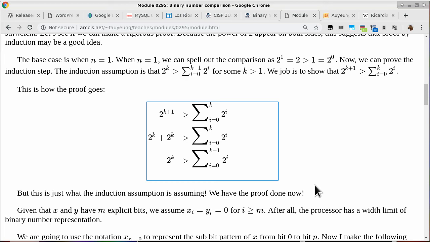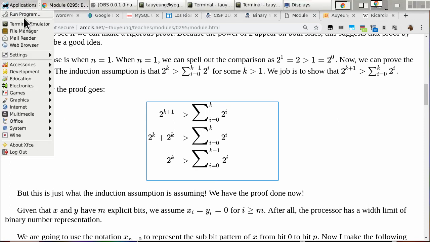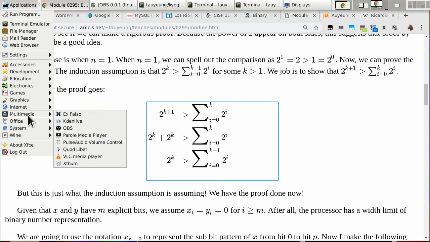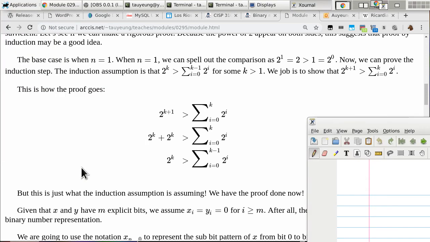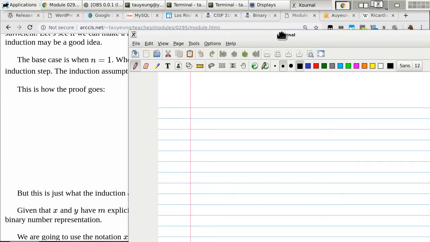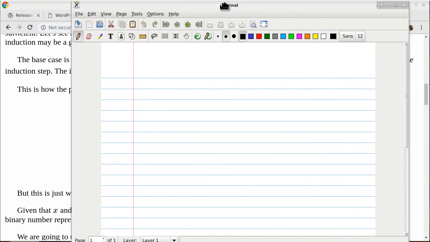Okay. I'm pretty sure my little stylus is working today because I was using it earlier.